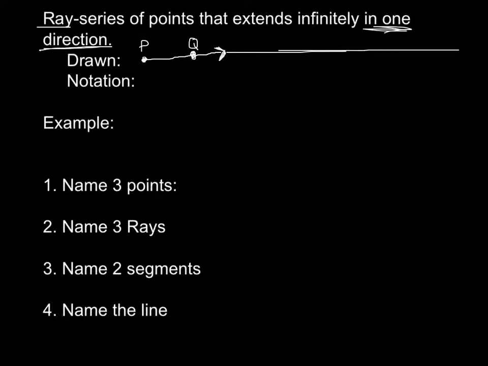Infinitely, only on one end though, right? Because this stops at P. So how I would write this one is I would draw a line, then I use my capital P, my capital Q.